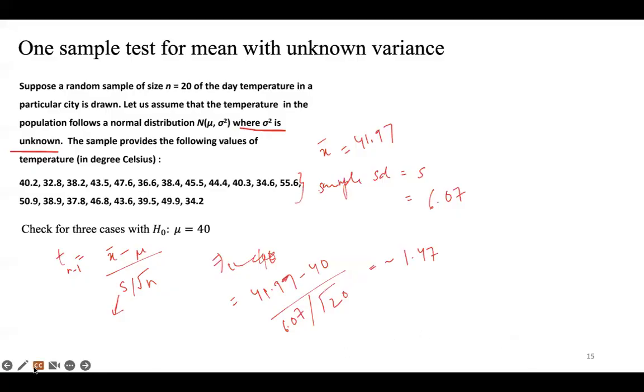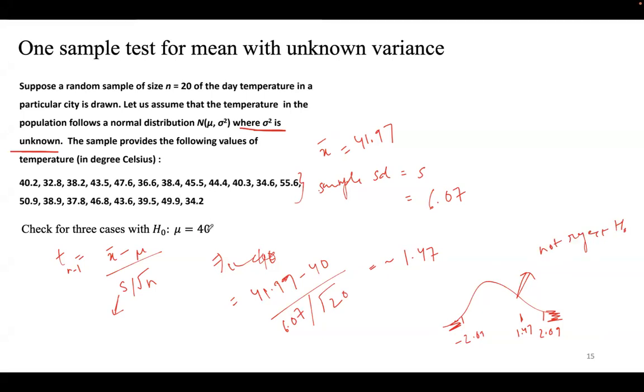So again, the t distribution is also a symmetric distribution. What is happening here is this is 2.09, this is minus 2.09, and this is your critical region. 1.47 lies here, right? So it's not in the critical region. So you do not reject H naught, so you accept H naught.